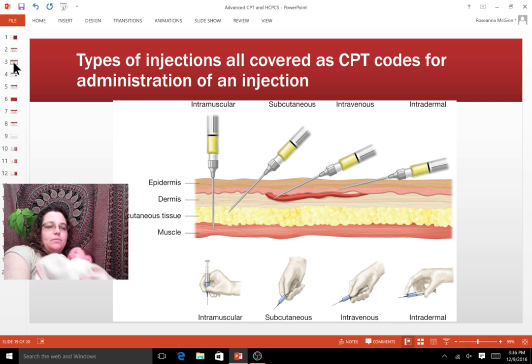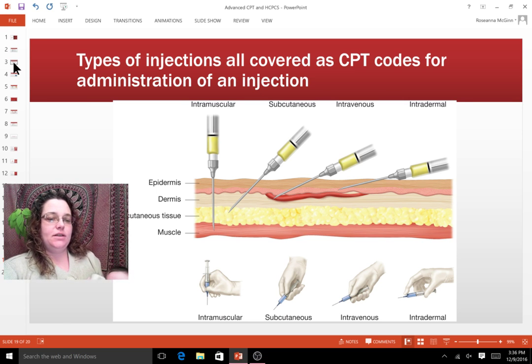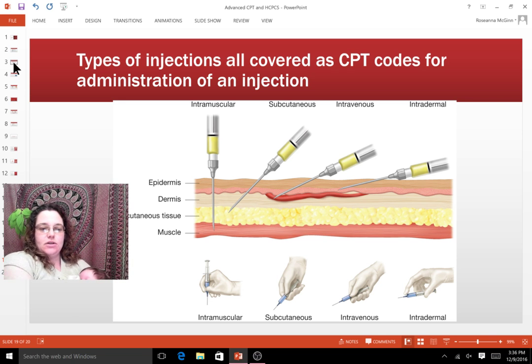So there are different types of injections, and they're all covered as CPT codes for administration of an injection. This is a good example of this. There's intramuscular, subcutaneous, intravenous, and intradermal injections. And all of those are CPT codes.